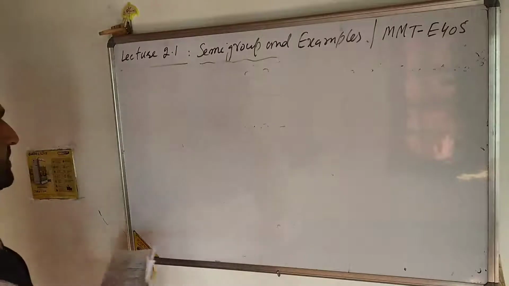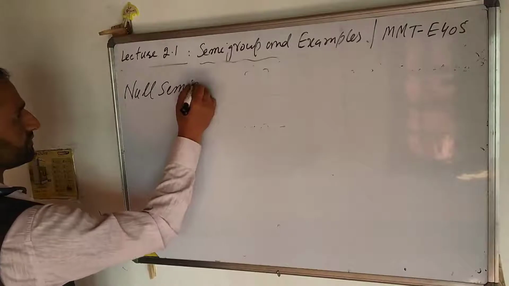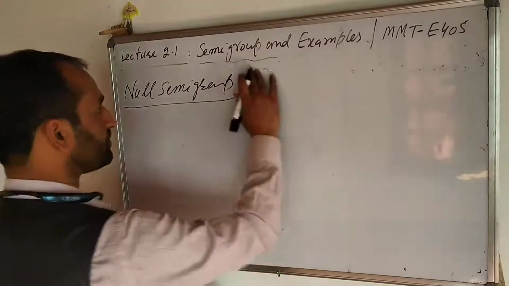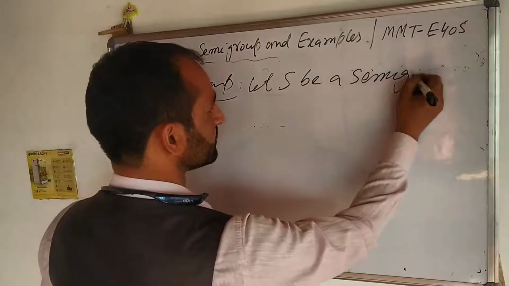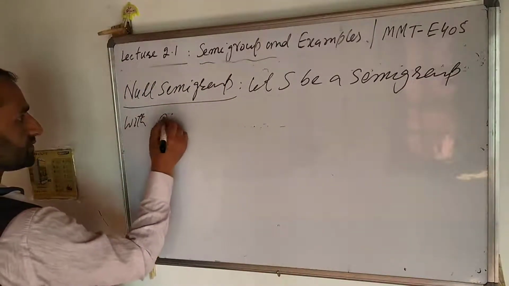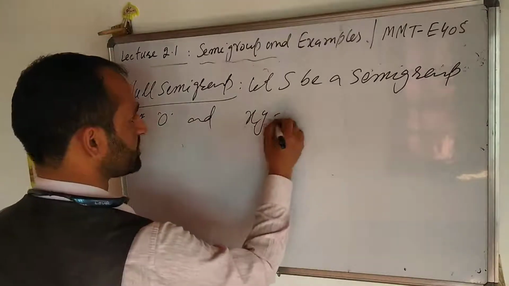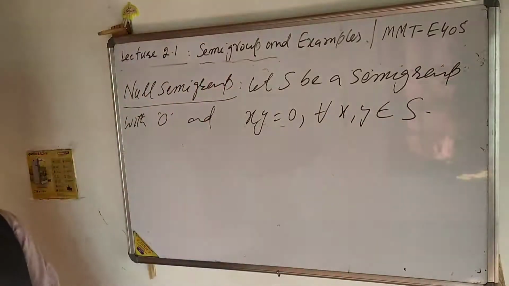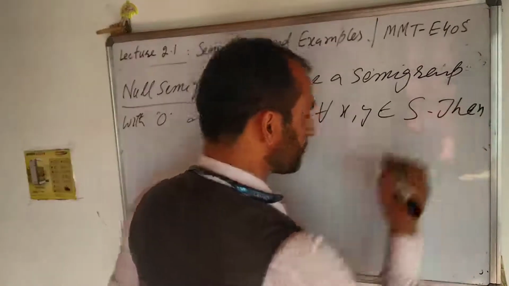Okay. So next, we define a null semigroup. Let S be a semigroup with zero, and if xy is equal to 0 for all x, y belongs to S. If the product of any two elements of S is equal to 0, then S is called a null semigroup.